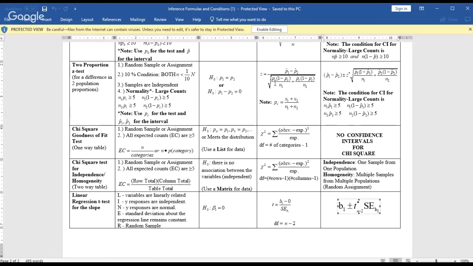Remember that if they ask you to interpret the confidence level, the level is saying for 95% confidence, that means if you made many 95% confidence intervals, you would expect about 95% of those to contain the true population mean.